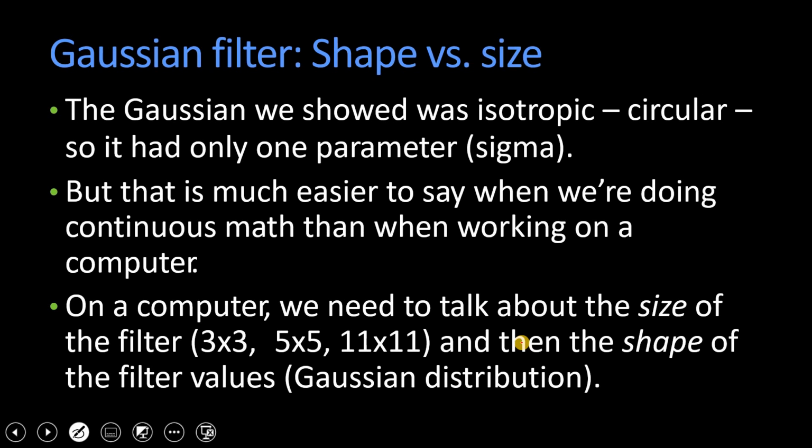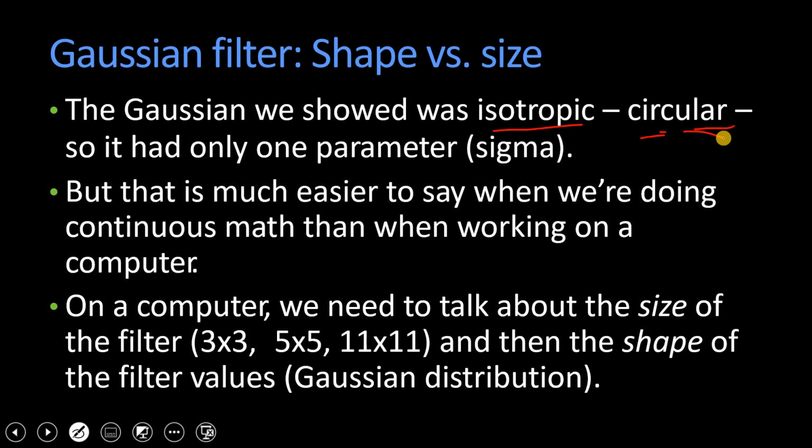So how much have we seen of the Gaussian? What about its shape and size? The Gaussians we showed till now are isotropic. Isotropic is another word for circular. Remember, they are like a mountain, a round mountain.